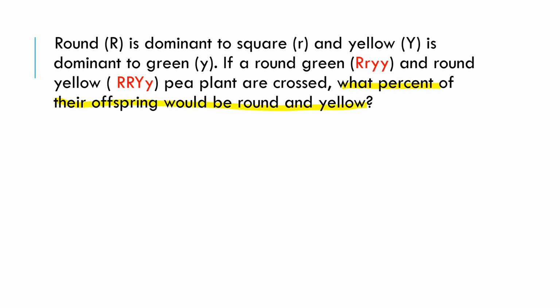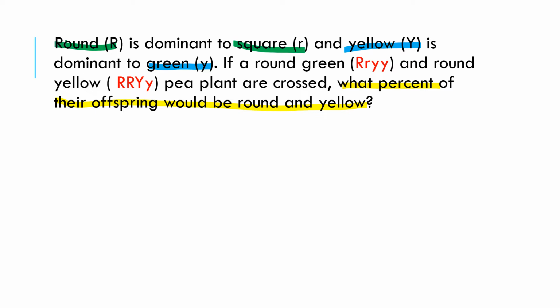We need to box our traits. So you could be round, you could be square. You could also be yellow and green. So now I have 4 different traits that we're talking about. We have 4 alleles. 2 genes, but 4 alleles. So I'm talking about color and I'm talking about shape. Step 3 is to obviously underline our parents.